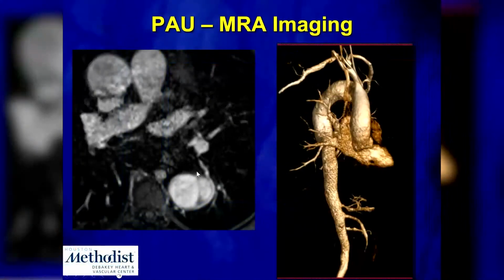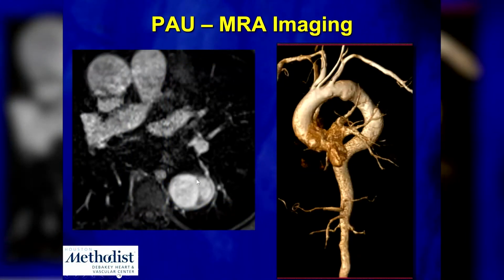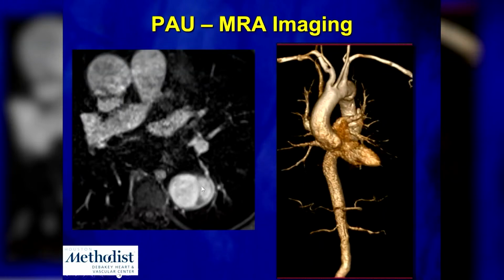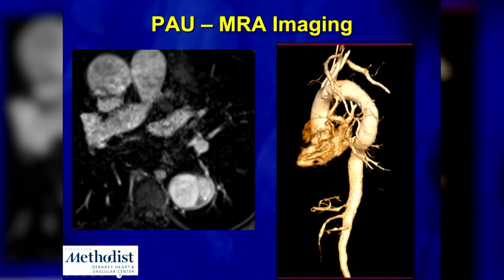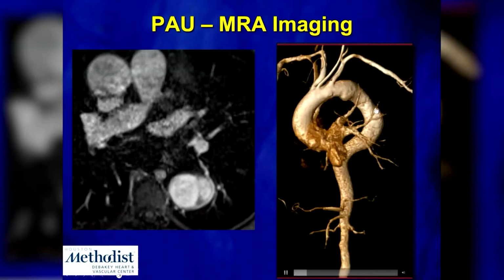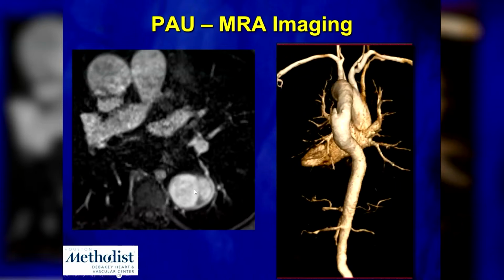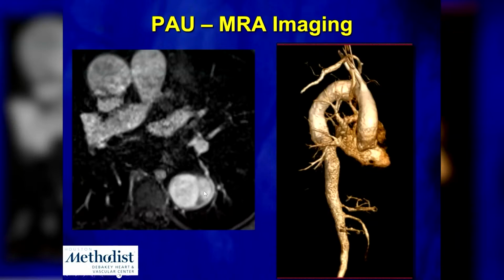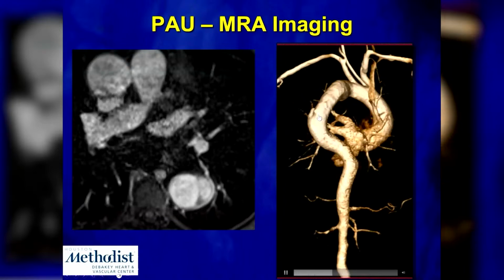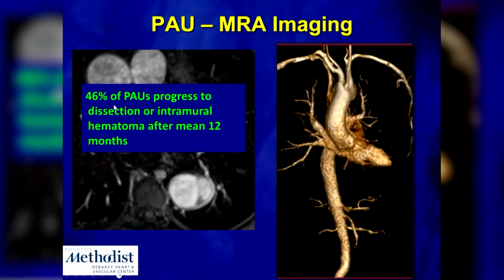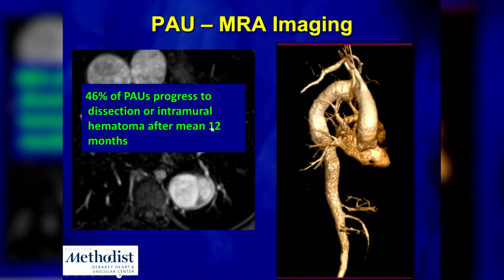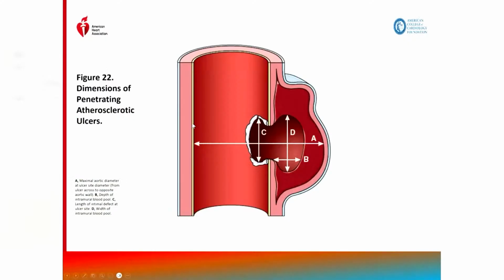This is a case of one of those complicated acute aortic syndromes where you have plaque, and then you have a penetration of the plaque that's almost like creating an exophytic lesion. So this is what it looks like on a 3D MRA, where blood is now trapped through this space or cavity because of the protrusion of the atherosclerotic plaque. It's seen right over here. And 46% of those penetrating aortic ulcers progress to dissection or intramural hematoma after 12 months. So they have to be serially monitored.